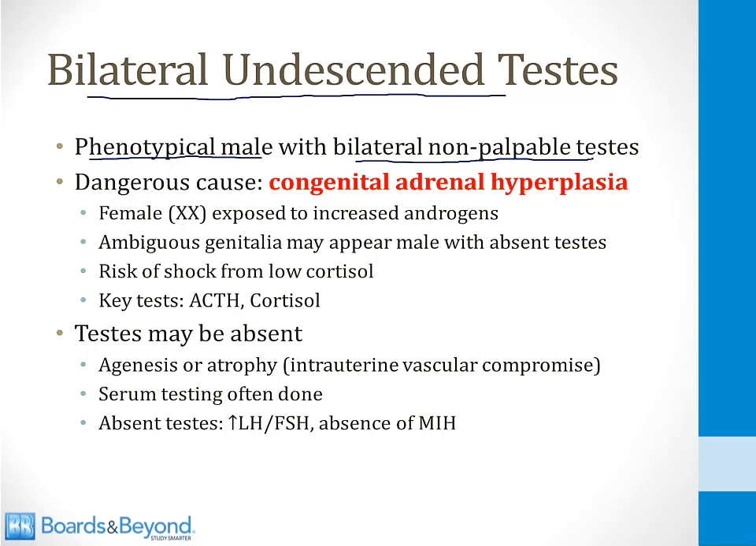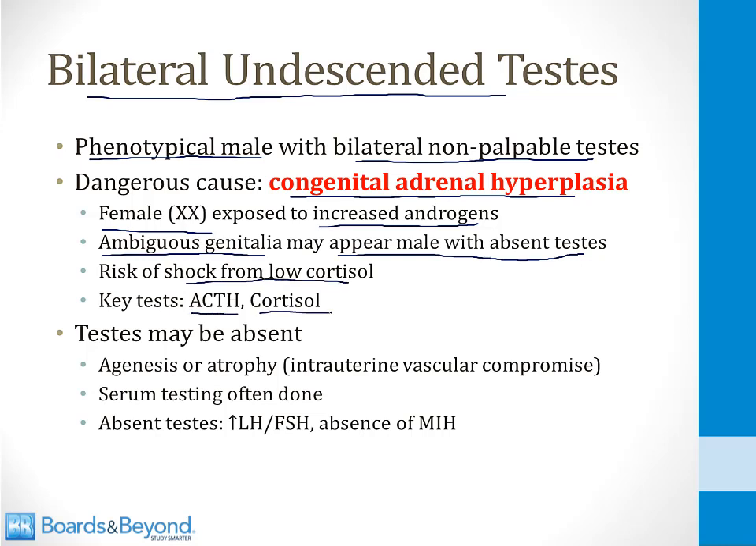The dangerous cause that you must consider in this situation is that the baby may not be a male, but may in fact be a female. This can happen in some of the congenital adrenal hyperplasias. In some of these disorders, females with two X chromosomes are exposed to increased androgens. This can lead to the development of ambiguous genitalia, and thus the baby may appear to be male with absent testes when in fact it is a female. This is a dangerous situation because there's a risk of shock from low cortisol. So important tests to do here are an ACTH level and a cortisol level.